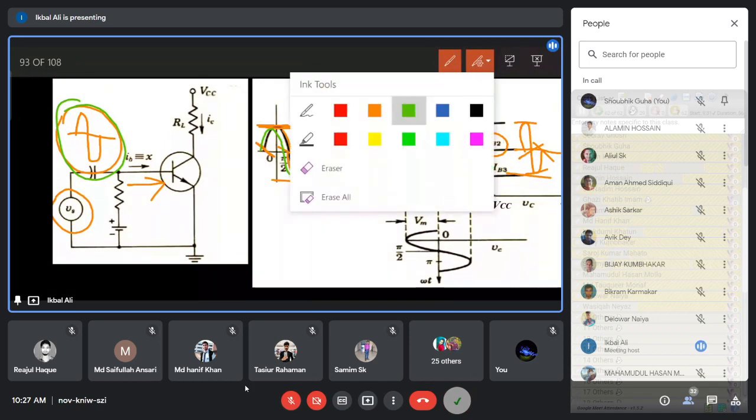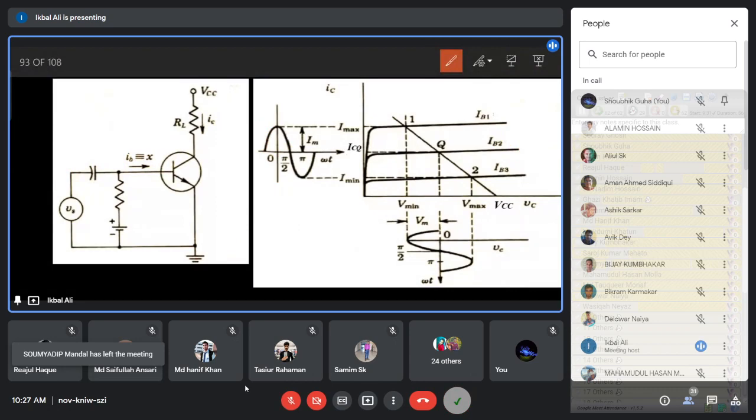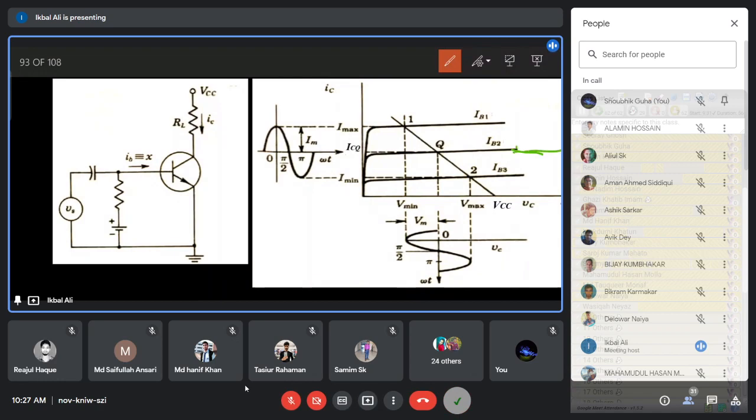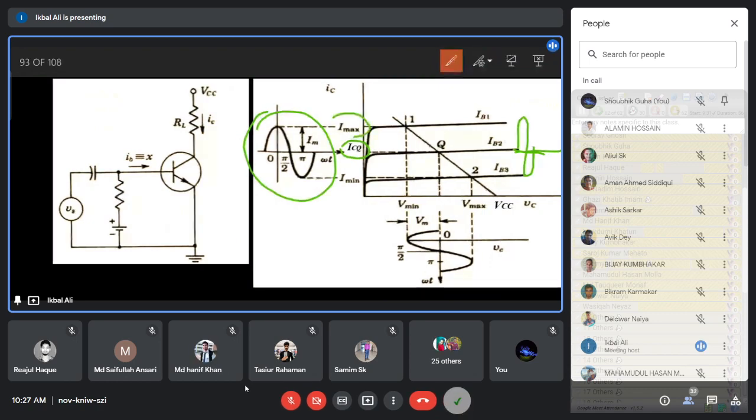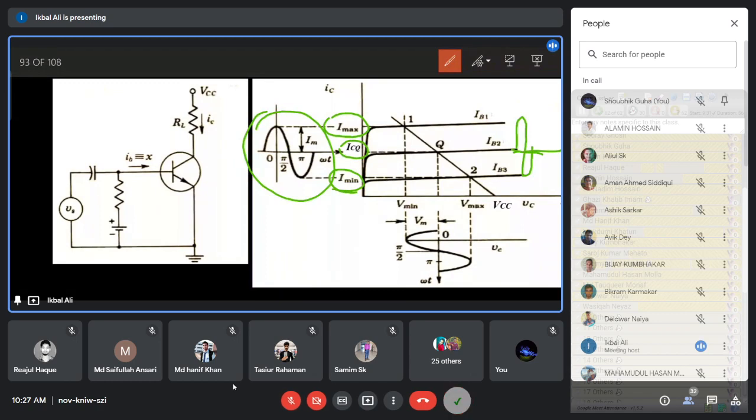So in this way, after the biasing, whenever you apply some AC signal at the input, you will get this collector current swing. So the collector current from the DC ICQ actually varies between Imax. The collector current has a maximum value, which we are representing as Imax, and a minimum value, which we are representing as Imin. So the collector current varies between Imax and Imin, maintaining a DC biasing value ICQ.